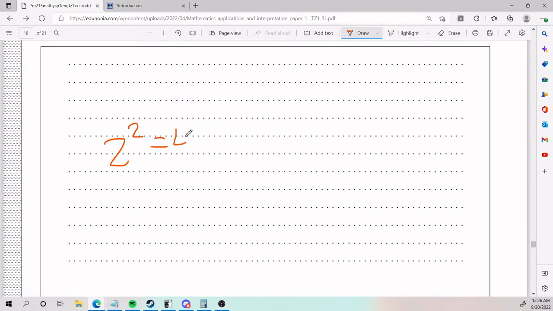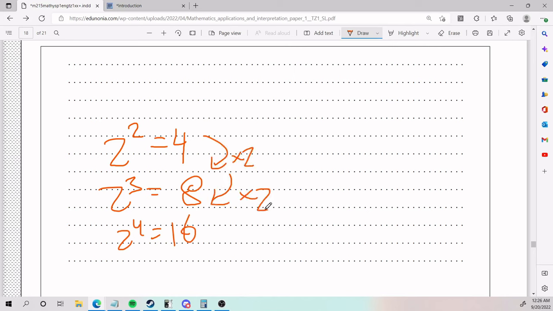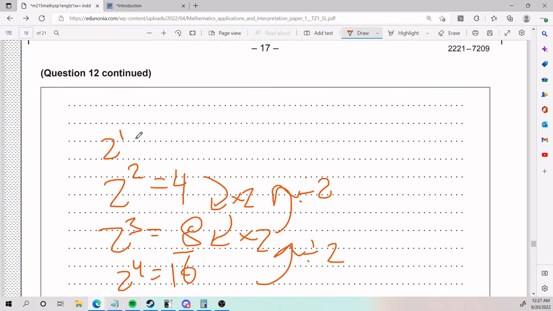2 to the power of 2 is 4. 2 to the power of 3 is 8. 2 to the power of 4 is 16. See? So you can see that here I'm doing times 2, ¿cierto?, each time. If I want to go backwards, I actually divide by 2. So 16 divided by 2 gives me 8. 8 divided by 2 gives me 4. So on and so on. So if I keep going, 4 divided by 2 is 2. 2 divided by 2 is going to be 1.